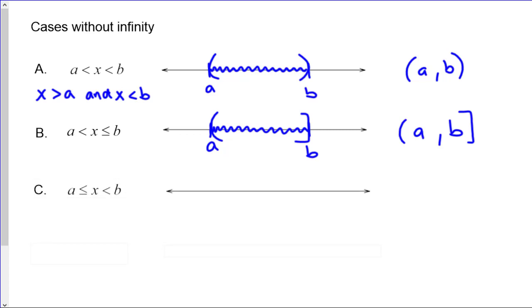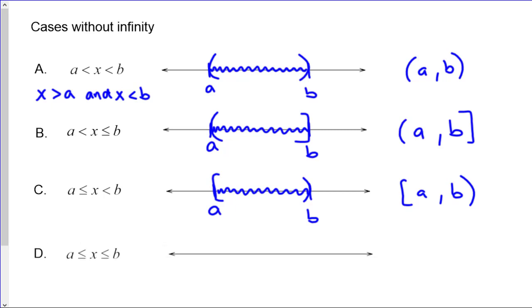Next up, similar situation, it's just now the bracket's going to be on the lower endpoint because it's greater than or equal to a, less than b, and then shade in between. And the last case is just greater than or equal to a, less than or equal to b, and so you've probably guessed here, both endpoints get a bracket. And so the interval notation would look like this.